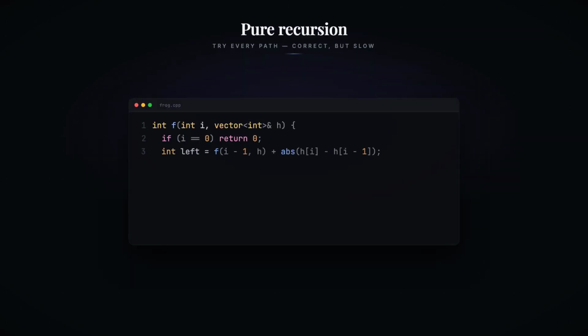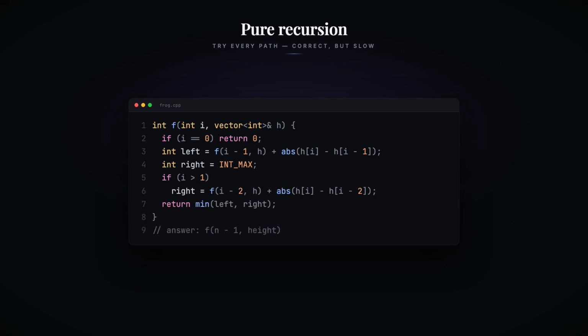Here's the pure recursion. If I is 0, return 0. Otherwise, compute the left option from I minus 1. Compute the right option from I minus 2, but only when I is greater than 1. Return the smaller of the two. Clean, correct, and unfortunately, far too slow.